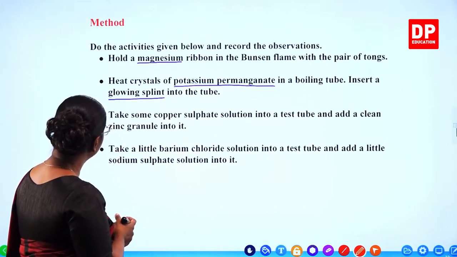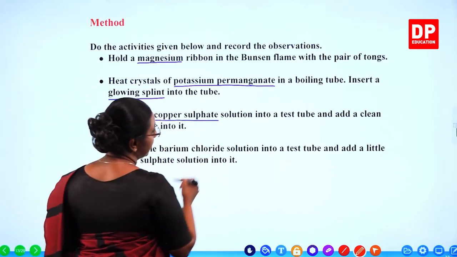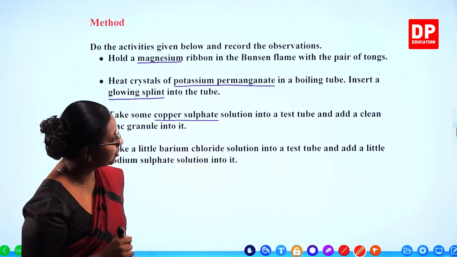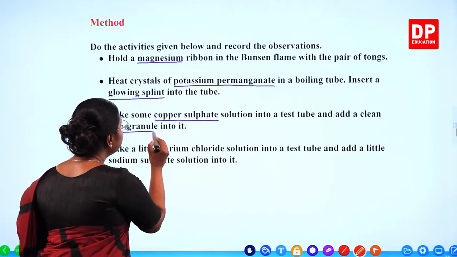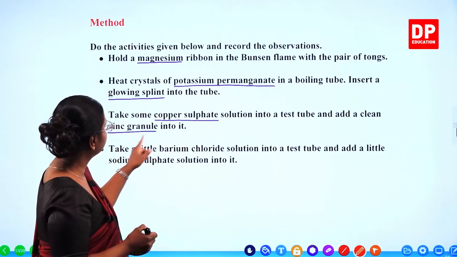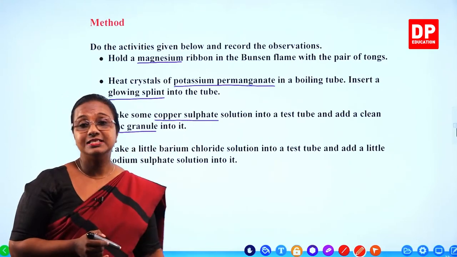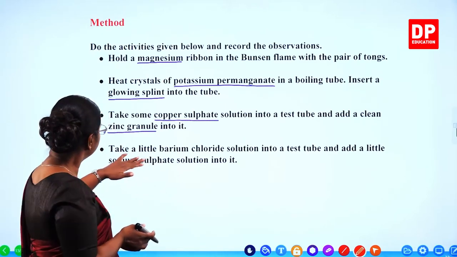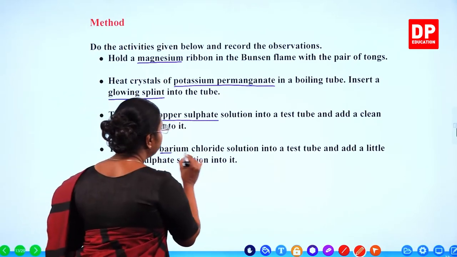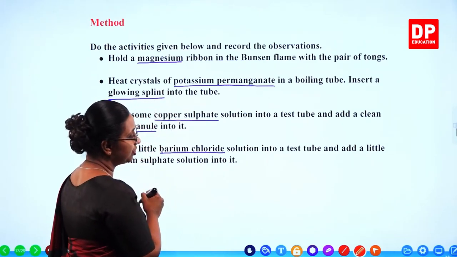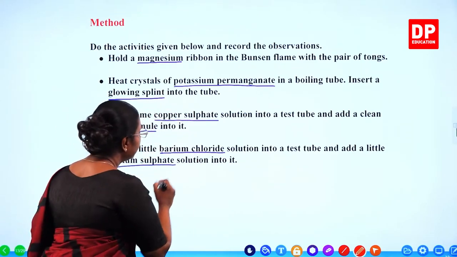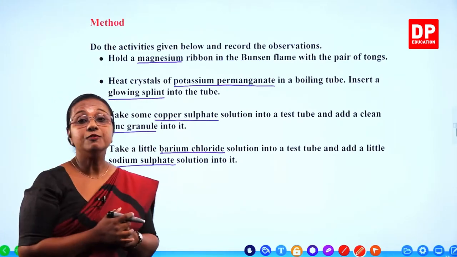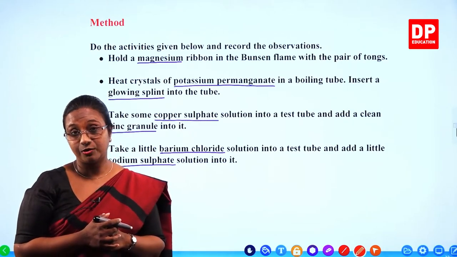Then we have the third one, where we take copper sulfate solution. I told you all we will need copper sulfate solution in a test tube, and add a zinc granule. So the reactants are going to be copper sulfate and zinc. Then we will observe that reaction. The fourth one: take a little barium chloride solution into a test tube and add a little sodium sulfate solution into it. That is the fourth type of reaction that we are going to observe.